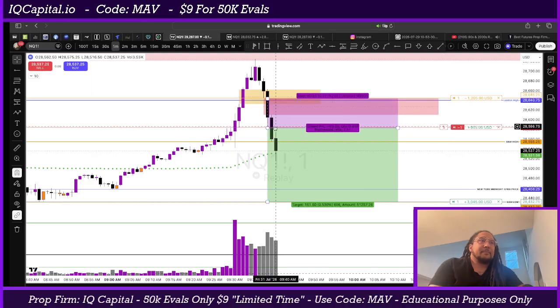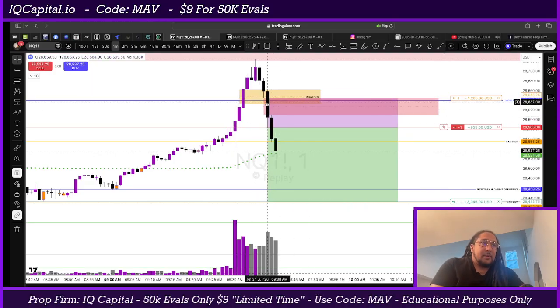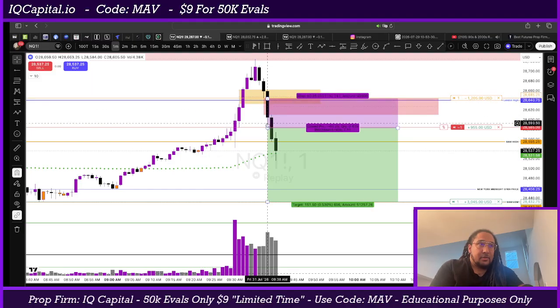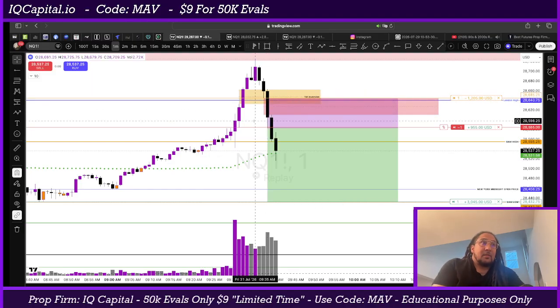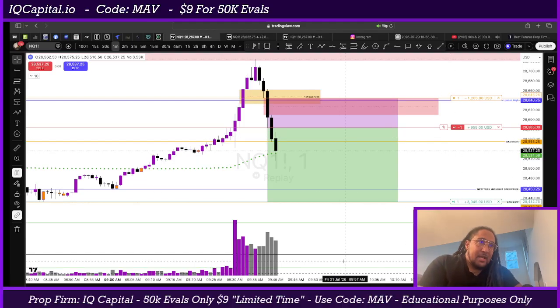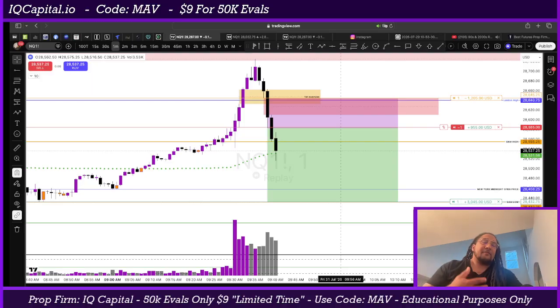And it created this fair value gap, which simply was created because the NASDAQ was moving with such force to the downside, which caused me to put my sell stop there in the first place. So that's just being fluid in the market. You have to be fluid in this market.